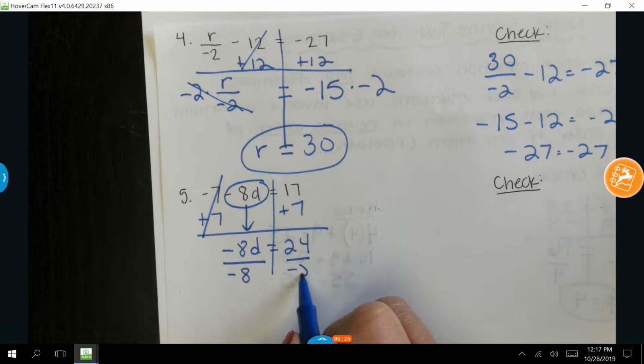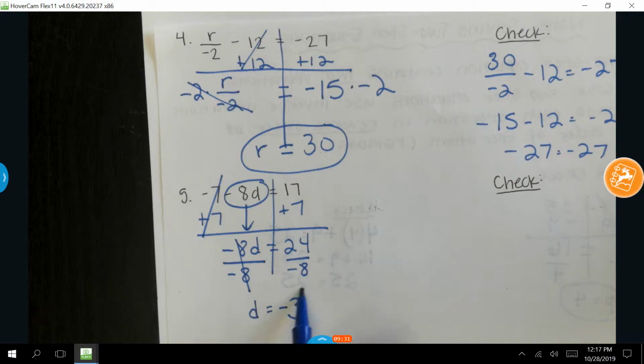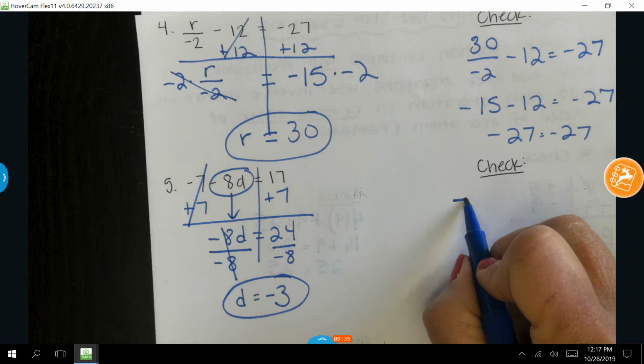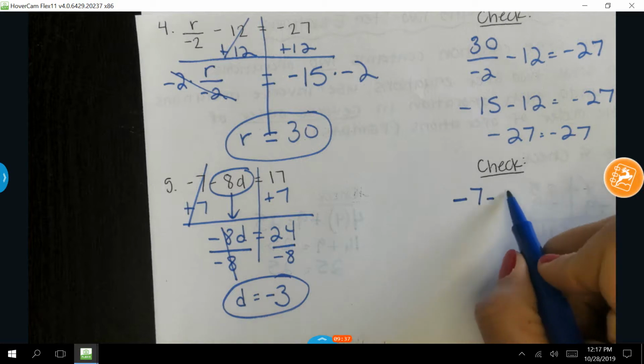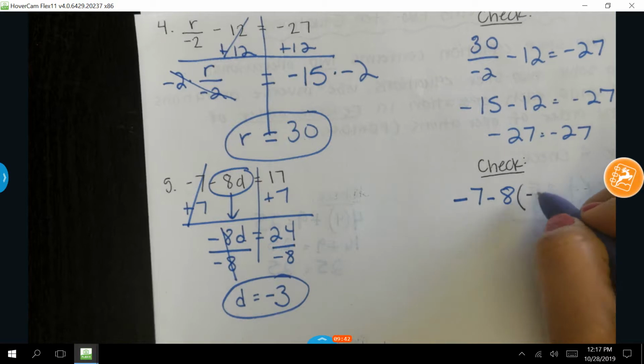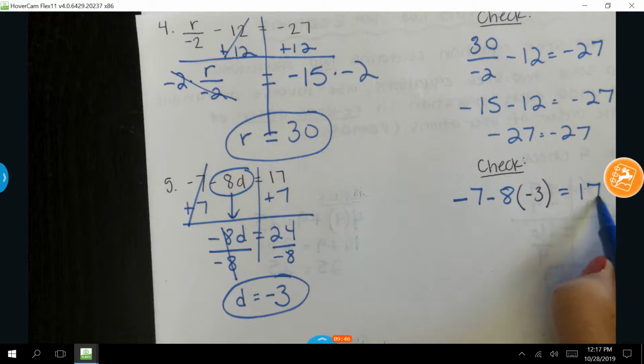The full negative 8, because we want it to cancel. So D equals negative 3. So let's try that in our check. Negative 7 minus 8, and then I'll do this in a different color, times negative 3 equals 17.